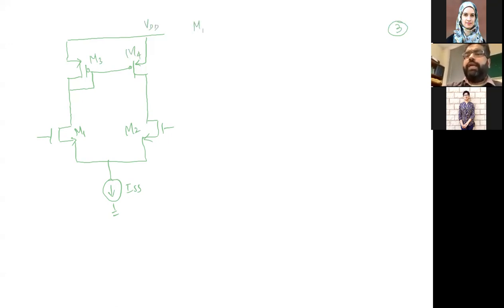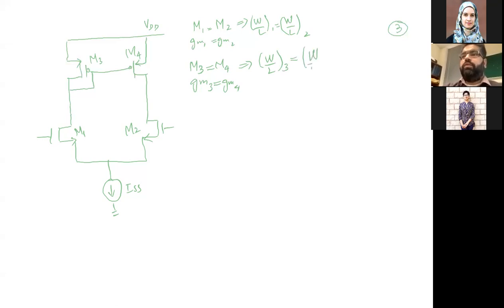M1 will be identical to M2, meaning width and length and everything is the same. GM1 will be equal to GM2. Similarly, the width and length will be equivalent. W/L of 1 will be equal to W/L of 2. And similarly, if we talk about M3 and M4, they will also be identical, meaning GM3 will be equivalent to GM4, and the width and length of 3 and 4 will be equal to each other, right? So that's what we can say.